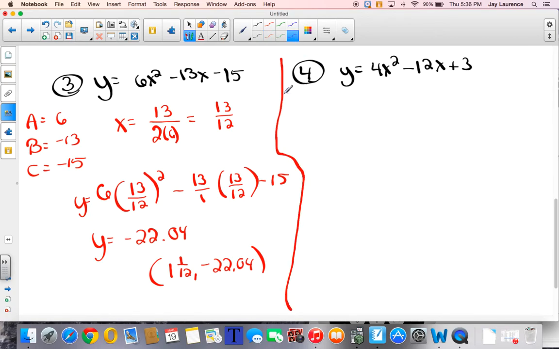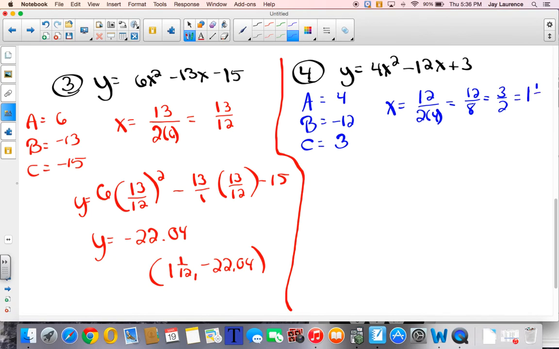All right, so number 4. Let's go A, B, C. Okay, A is 4, B is negative 12, C is 3. So to find the vertex, I take the negative of b, which is 12, and I divide by 2a. So that'll be 12/8, which will be 3/2, which is 1 and 1/2.